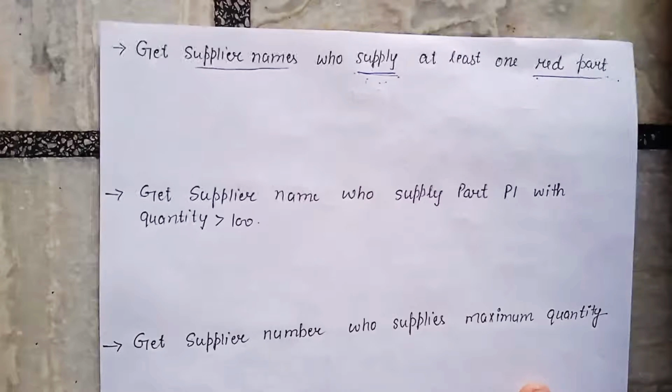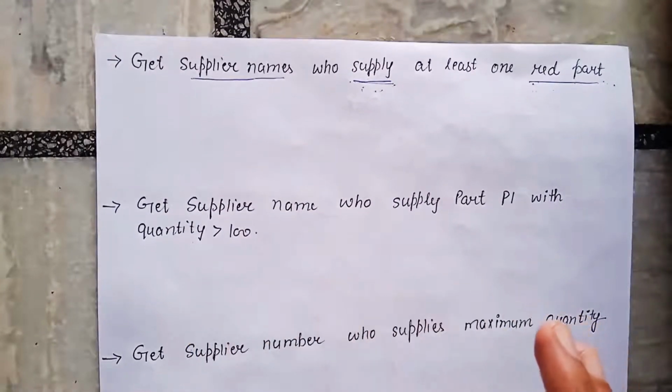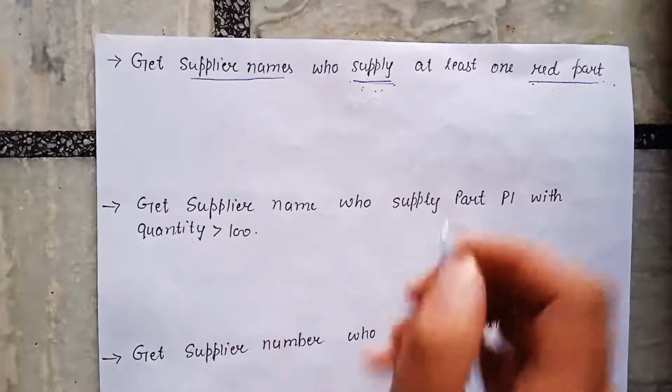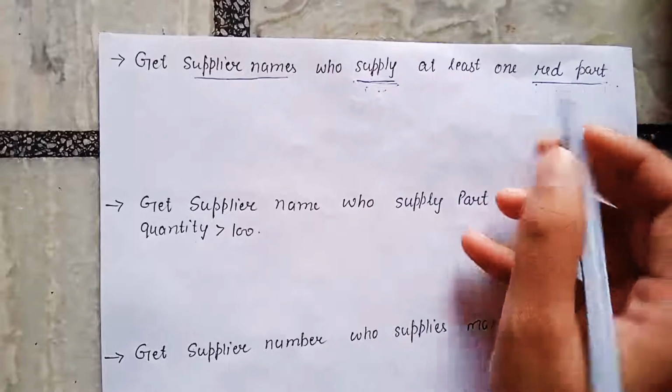Now let's see how do we write this query. See, here we will make use of two inner queries and one outer query. So the innermost query would be to find those parts whose color is red.